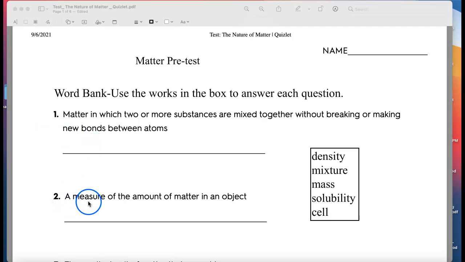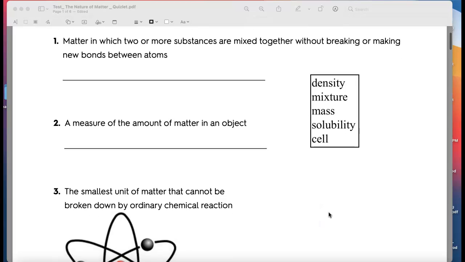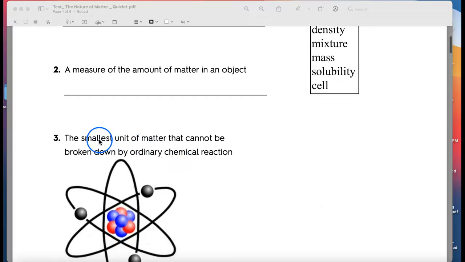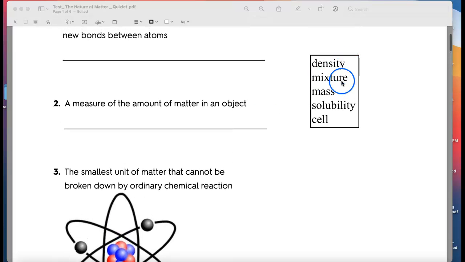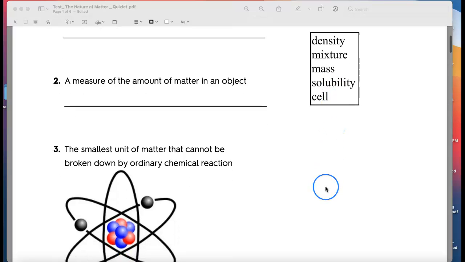Number 2, a measure of the amount of matter in an object. Is that density, mixture, mass, solubility, or cell? Number 3, the smallest unit of matter that cannot be broken down by ordinary chemical reaction. Is that density, mixture, mass, solubility, or cell?